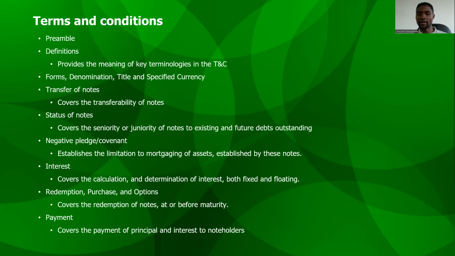There are negative pledge and covenants. This basically establishes the limitation of the mortgaging of assets established by these notes. And then, of course, there is interest, and this covers how the interest is calculated, how it is determined, and whether or not it's fixed or floating. And then, of course, there is redemption, repurchase, purchase, and options. This covers whether or not this bond can be repurchased by the issuer before its maturity, and how exactly the redemption, which is basically you being paid your initial capital, is going to take place. And then, of course, the payment, which covers how and when the payments of the principal will be done, and how interest will be paid to the note holders.